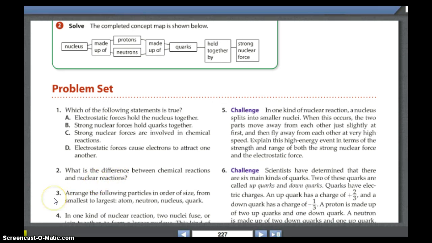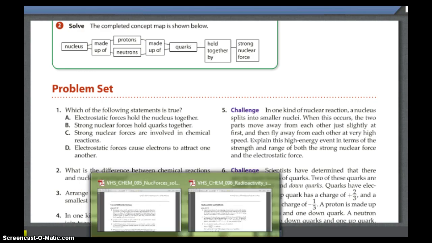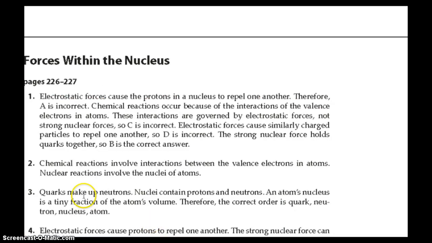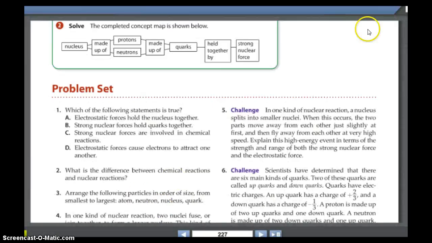Arrange the following particles in order of size from smallest to largest. Go ahead and hit pause. And the answer is, quarks make up neutrons, nuclei contain protons and neutrons, an atom's nucleus is only a tiny fraction of the atom's total volume or size. Therefore, the correct order is quark, neutron, nucleus, atom.